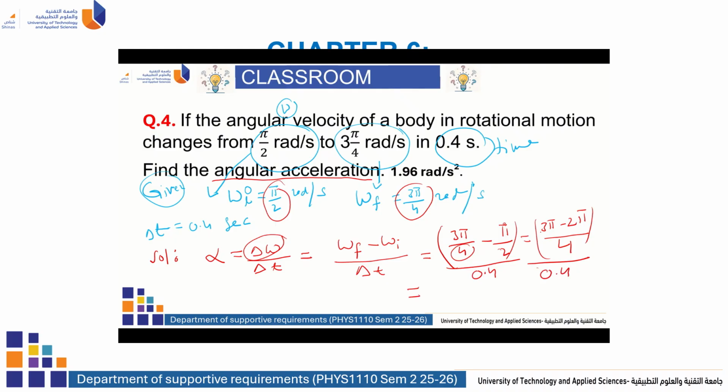Now 3 pi minus 2 pi is pi. So this is pi by 4, and then divide by 0.4. First I will solve this: this is 3.14 divided by 0.4. Now if I calculate this.